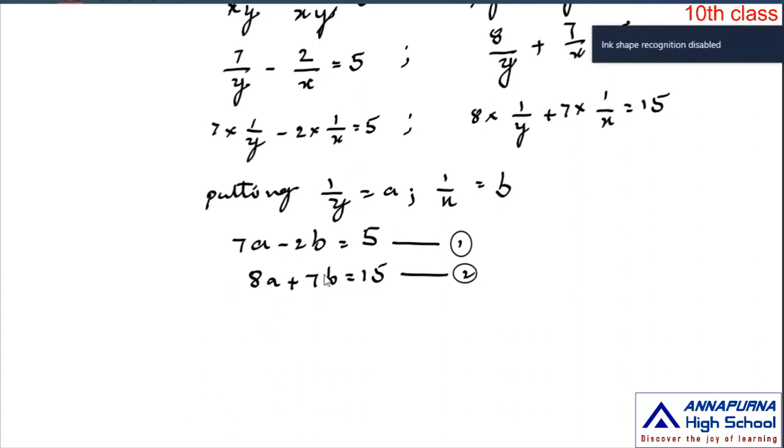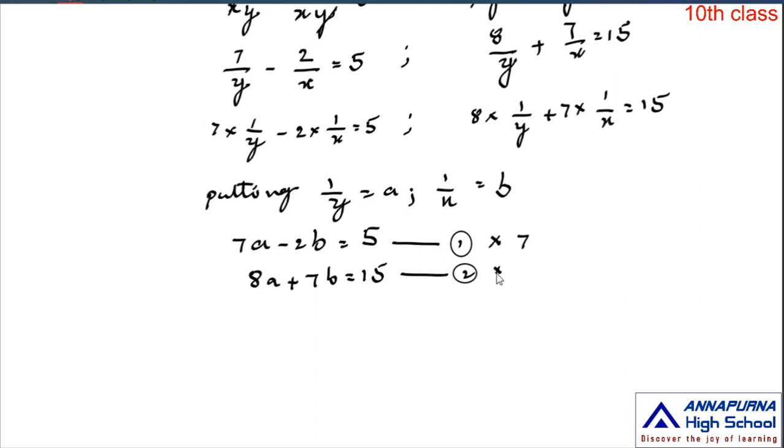Now solve these two equations by either the elimination method or the substitution method. Here I am solving these two equations by the elimination method. So that's why I multiplied the first equation by 7 and the second equation by 2.